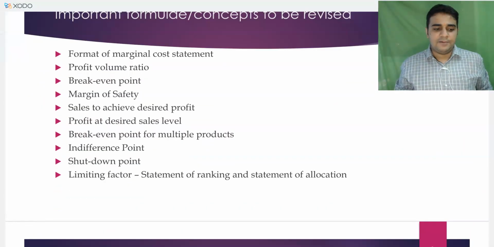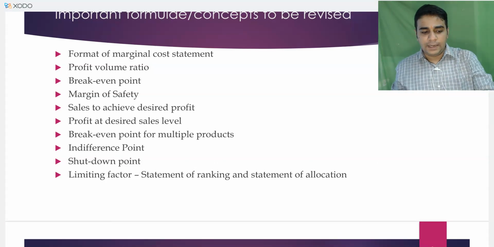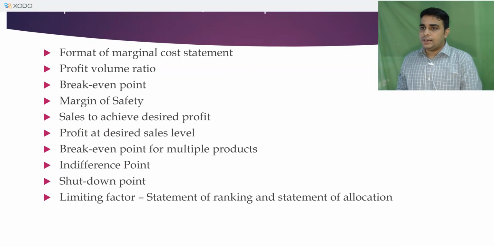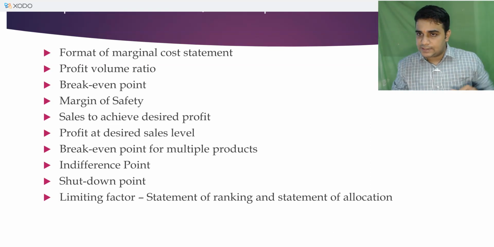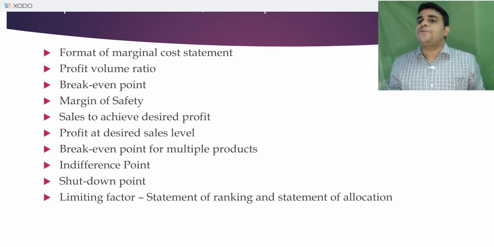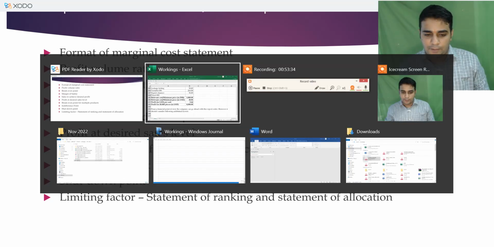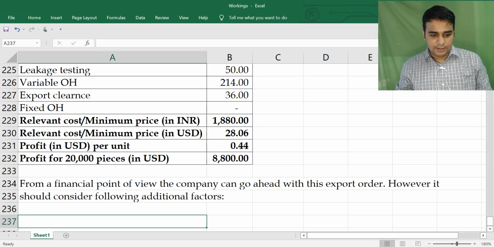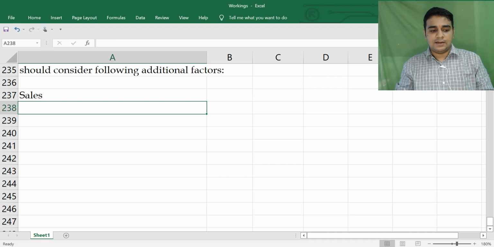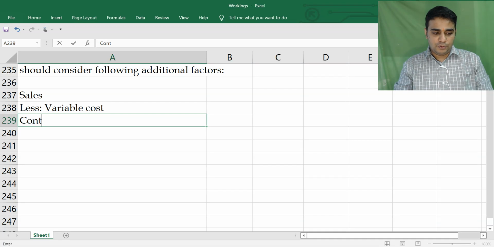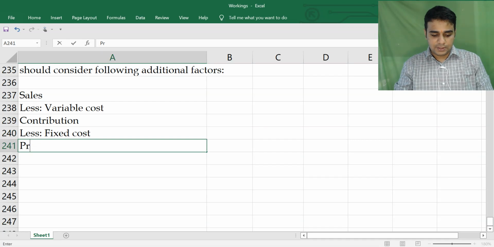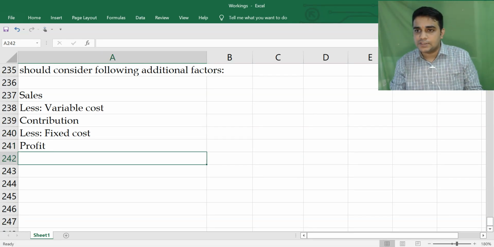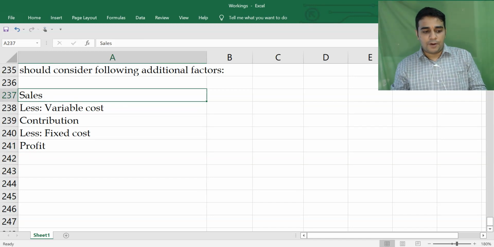Now in basics, I'll discuss a few of these formulae, which you could have learnt at inter level, but let's just discuss them and then we start discussing the problem. First, I'll discuss the format of marginal cost statement. I think most of you would be aware of it. We have sales less variable cost, contribution less fixed cost, and profit. This is the format we follow: sales less variable cost, contribution less fixed cost, and profit.